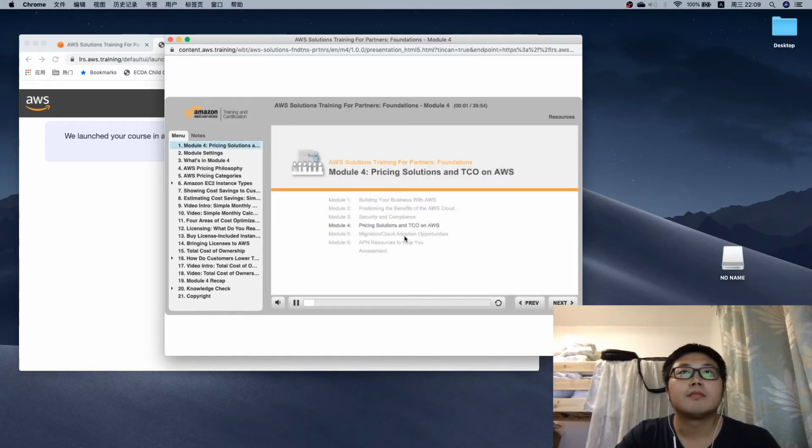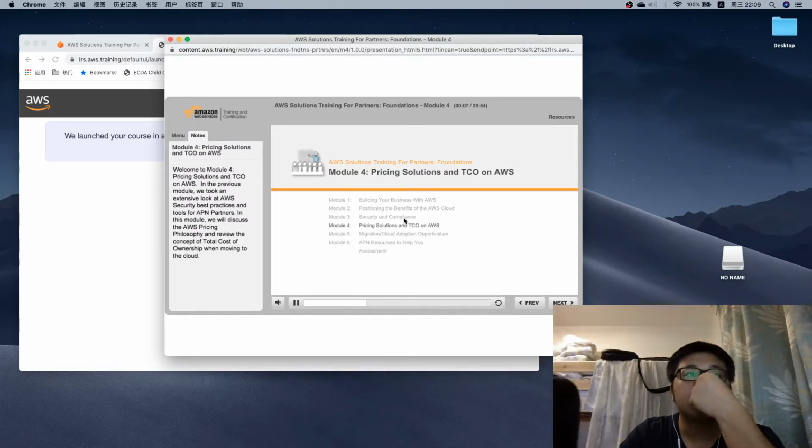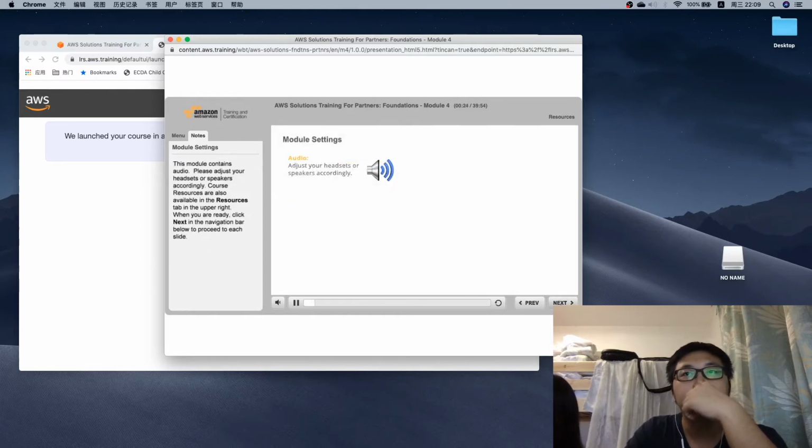Welcome to Module 4, Pricing Solutions and TCO on AWS. In the previous module, we took an extensive look at AWS security best practices and tools for APN partners. In this module, we will discuss the AWS pricing philosophy and review the concept of total cost of ownership when moving to the cloud.